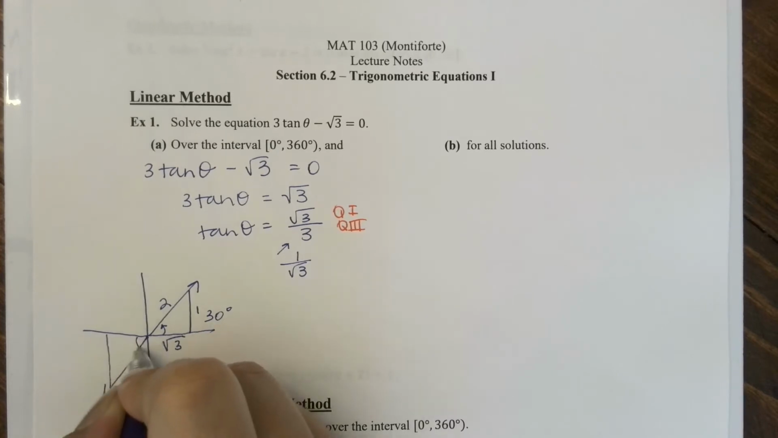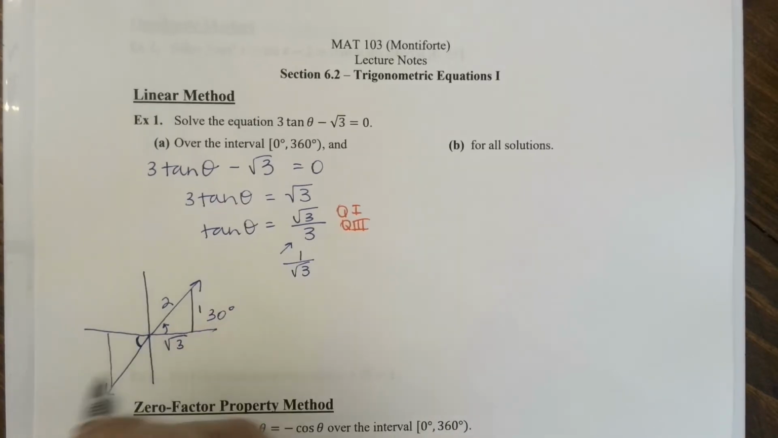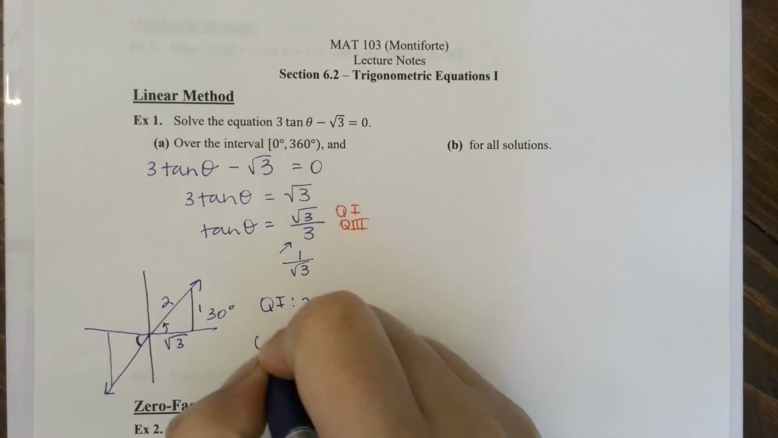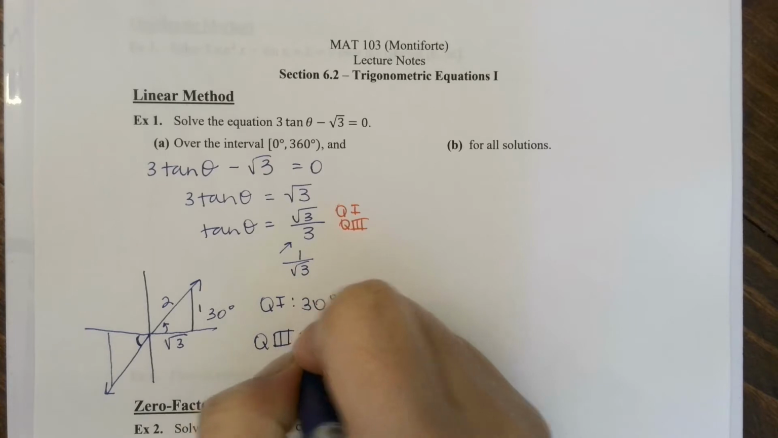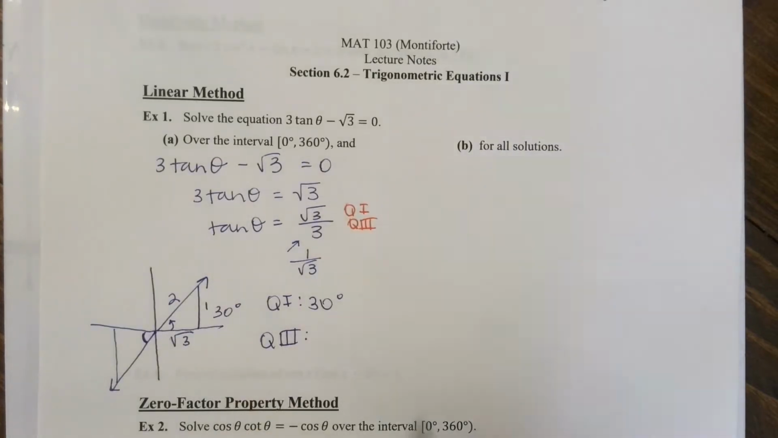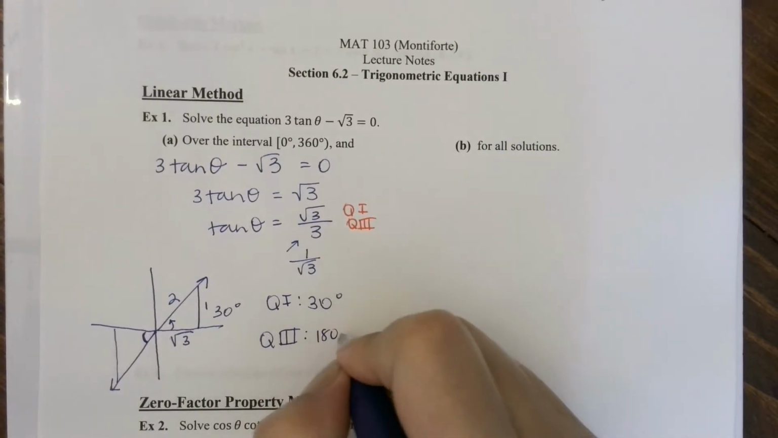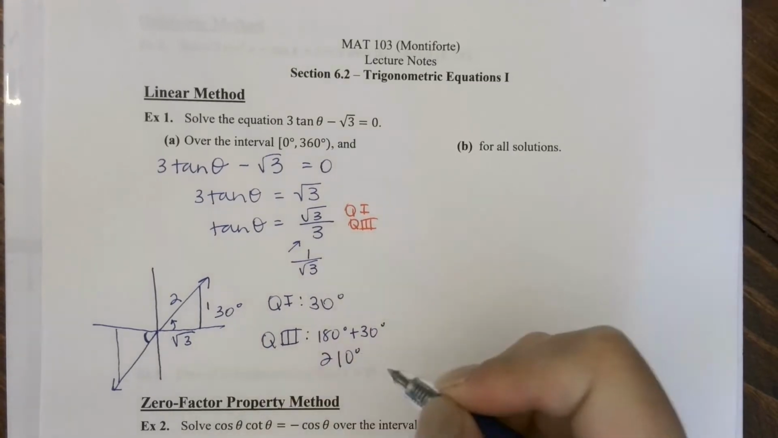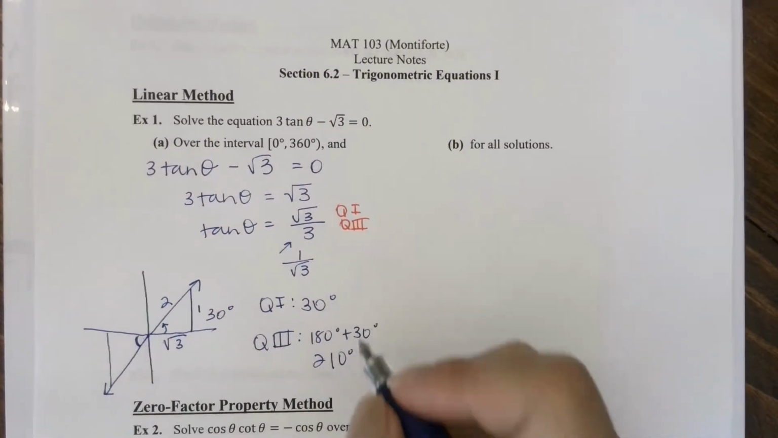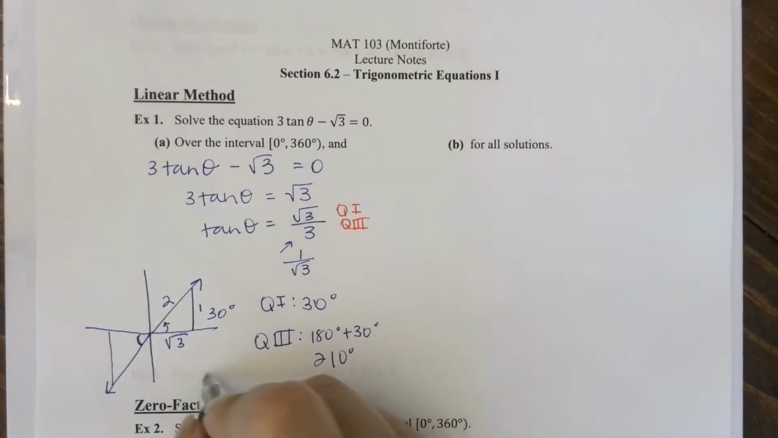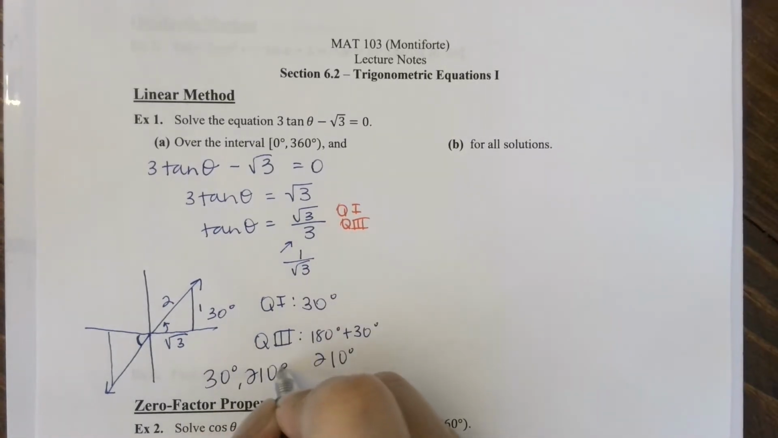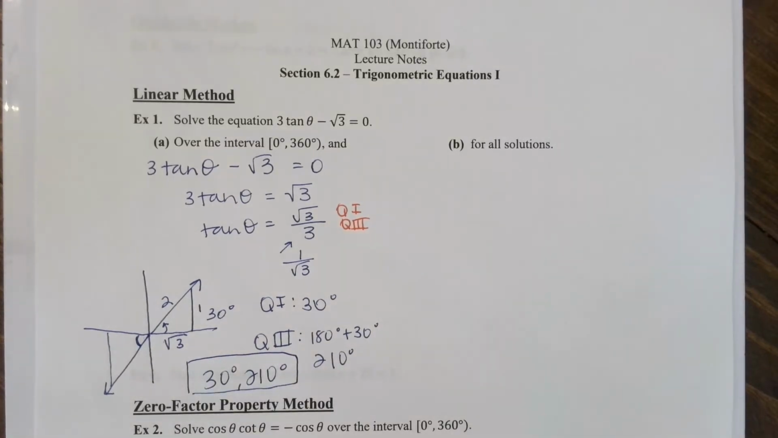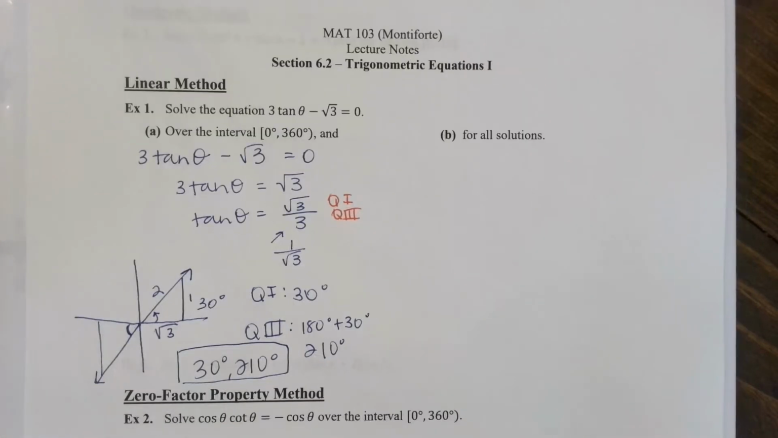Okay, so that means if 30 degrees is our reference angle, then our angle in quadrant 3 would be 180 degrees plus 30 degrees. So 210 degrees. So 30 degrees and 210 degrees would be the two answers for the interval 0 to 360 degrees.